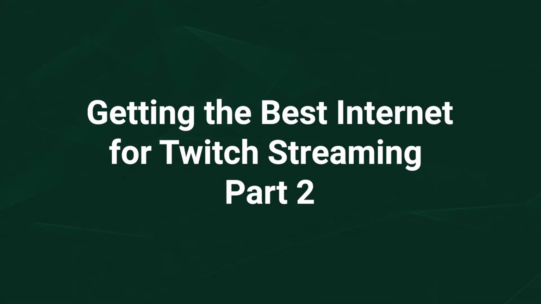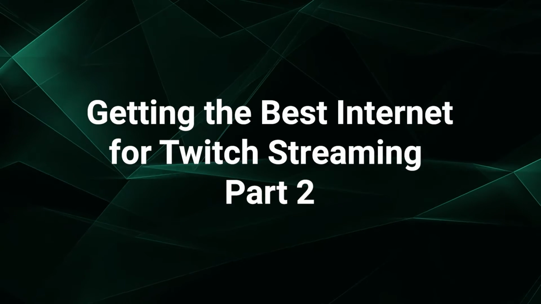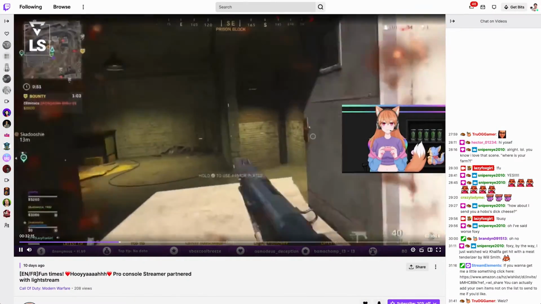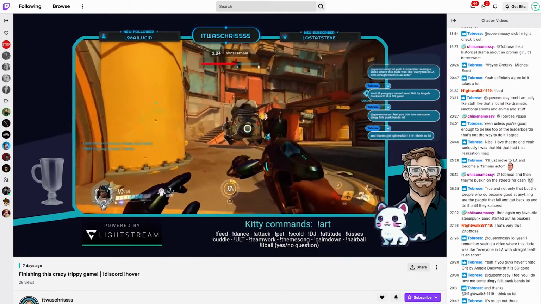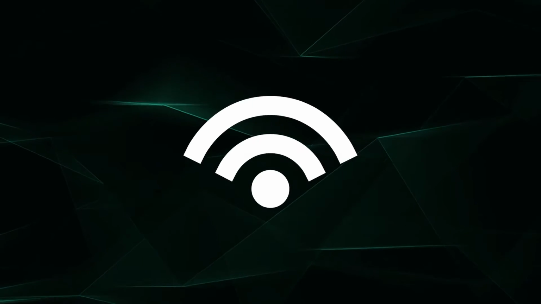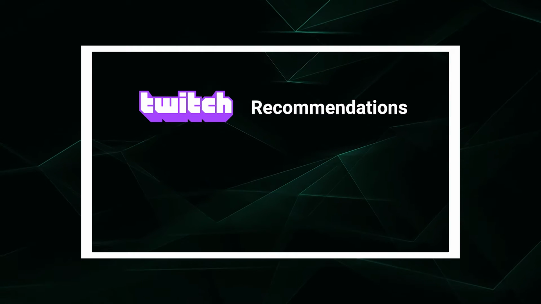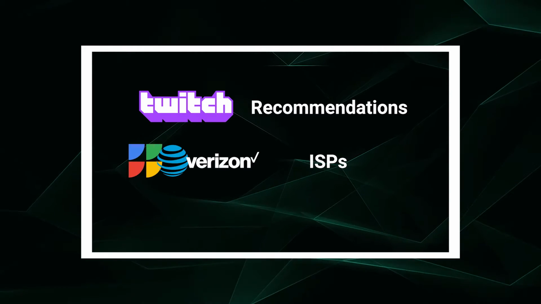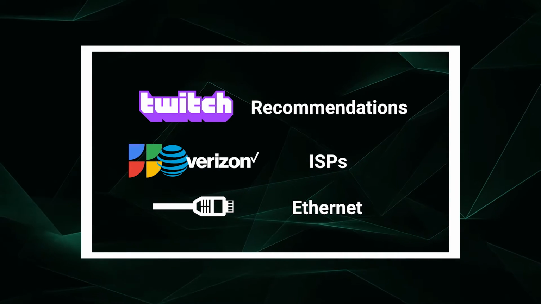Some streaming problems with quality or consistency can be traced to your device's connection to the internet. In this series, we'll be covering what you can do to improve your internet for the best Twitch live streams, with this video focusing on best practices for Wi-Fi connections. Check out part 1 for recommended Twitch bitrate settings, ISP plans, and wired connections.